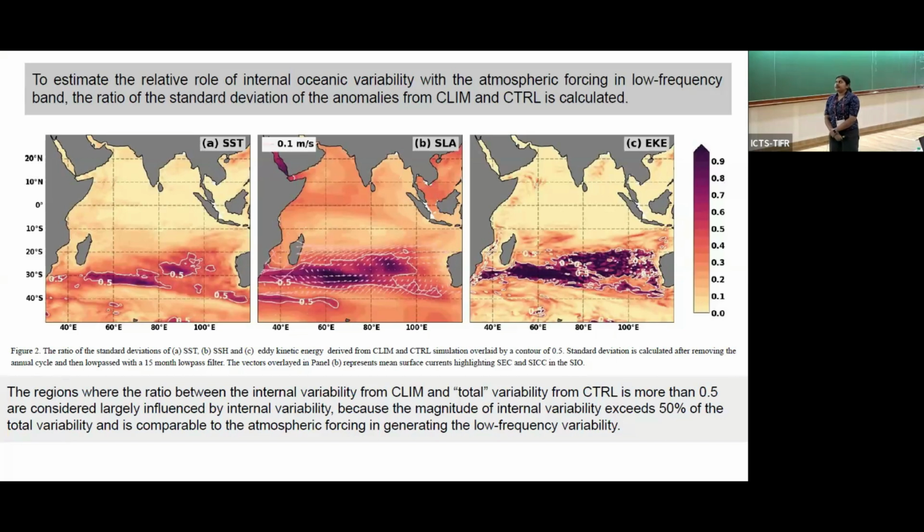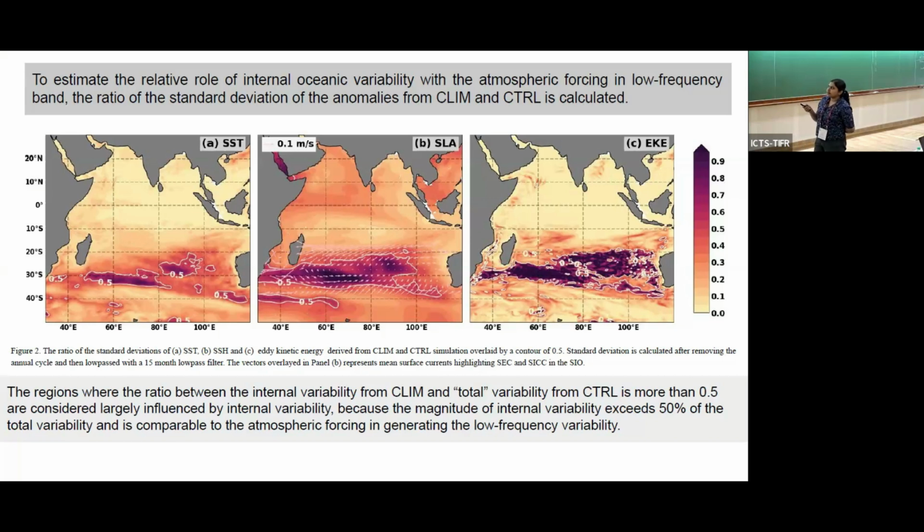Now, to estimate the relative role of the internal variability, we compare the solutions from the climatological simulation and the control simulation. One thing to note here is that the climatological simulation is forced with the climatological wind. So any variability longer than the annual period from the climatological simulation is basically due to the oceanic internal variability, and the control simulation gives the total variability.